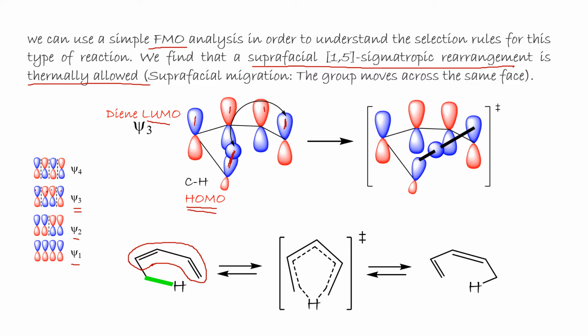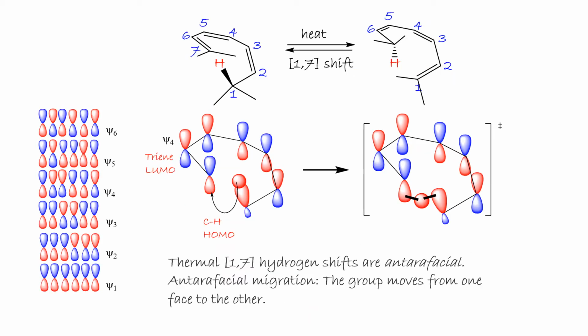So this hydrogen will migrate on the same face, giving us this transition state where the hydrogen moves on the same face to go to the other p orbital to form a new sigma bond, right? And this is a transition state.